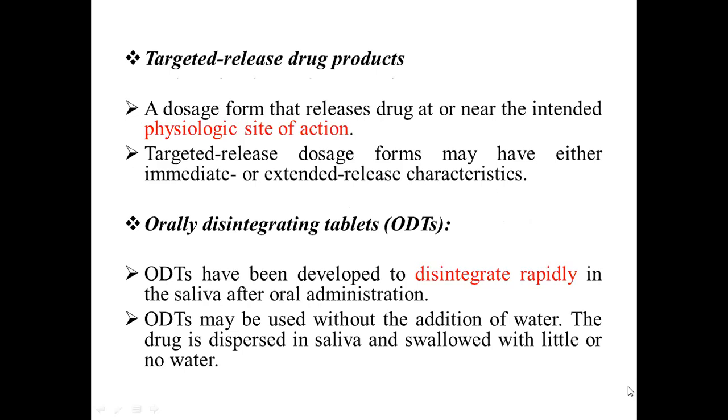Targeted release drug product: a dosage form that releases drug at or near the intended physiological site of action. Targeted release dosage forms may have either immediate or extended release characteristics. Targeted release drug products are also modified drug products which are especially intended to release the therapeutic agent at the particular physiologic site or the particular cells.